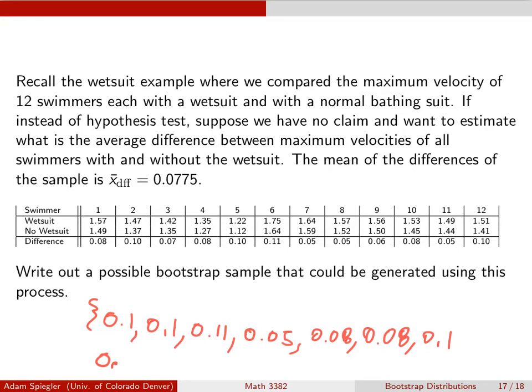Let's say we get 0.08, 0.1, 0.05, 0.06, 0.1. I think that might be 12. Let's see, that's 1, 2, 3, 4, 5, 6, 7, 8, 9, 10, 11, perfect, 12. So this would be a possible bootstrap sample for this matched pair. Now we're not randomly picking individual swimsuit times. What we're picking randomly with replacement are differences for those pairs.